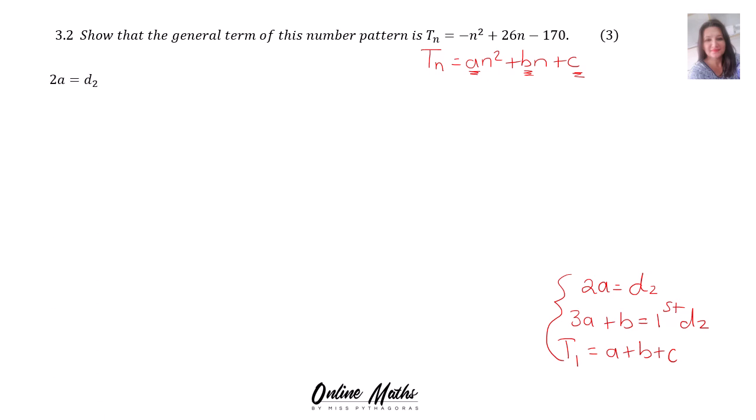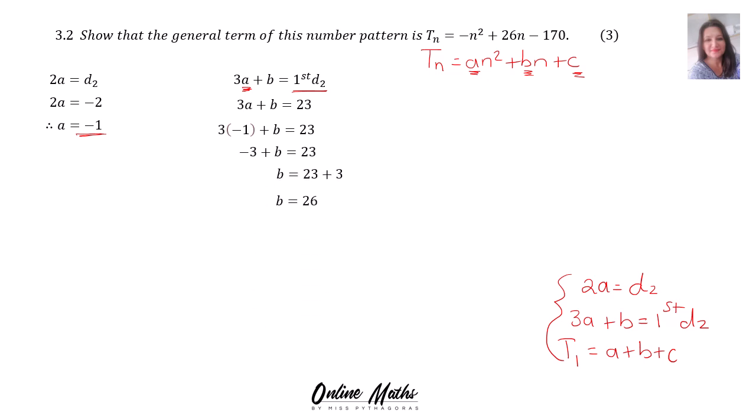So if we use the first one, 2a is D2. Remember, we worked it out in the previous sum that your second difference was negative 2, and you can calculate that a is negative 1. Now, the next formula, 3a plus b, is your first second difference. So now you have worked out a is negative 1. You're going to sub it in there. And then what was your second difference? That was 23. And when you substitute everything, plenty of brackets, you find that b's value is 26.